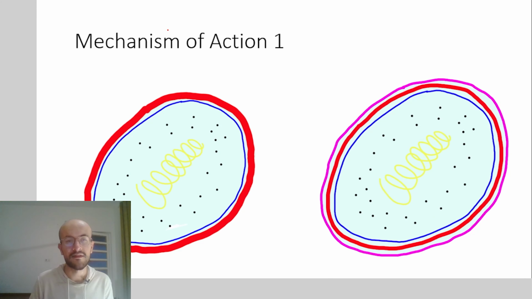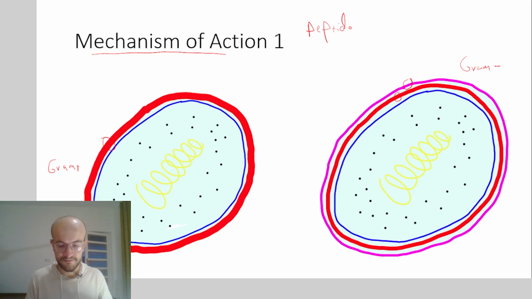Okay, now let's talk about the mechanism of action of penicillin. So here we have a gram-positive bacteria, and it has a thick cell wall covering it. And here we have a gram-negative bacteria that has a thin cell wall, but it has an outer membrane that is covering the cell wall. The other name for the cell wall of the bacteria is peptidoglycan. It contains a protein and carbohydrate.